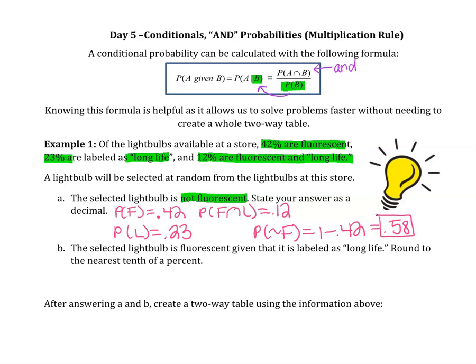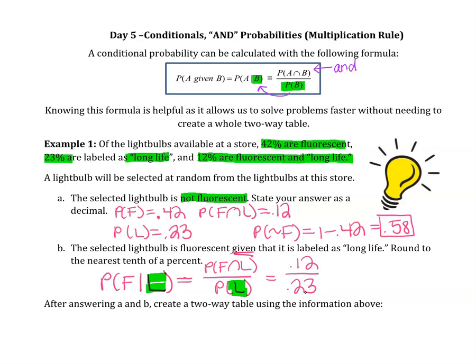The selected light bulb is fluorescent given that it's labeled as long life. So this is what they're asking you to do. Probability of fluorescent given long life. Using my conditional formula, that's the probability of fluorescent and long life divided by probability of long life. Again, I'm just matching this. So they told me the probability of the AND was 0.12. Probability of long life was 0.23.